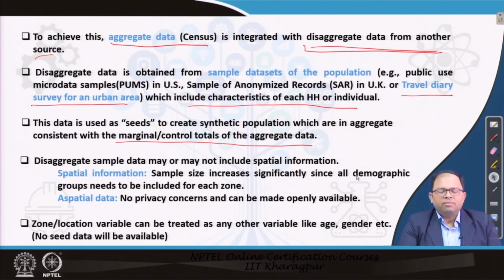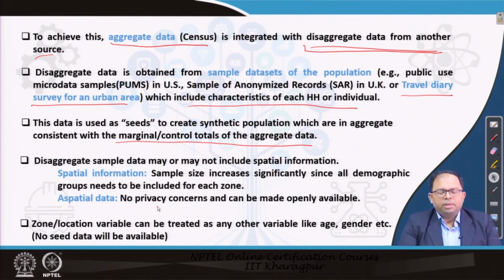But if we don't have the spatial information, for example because of privacy issues, in that case also we can use this data set and combine it, but we will have to use certain other techniques that we will discuss later.